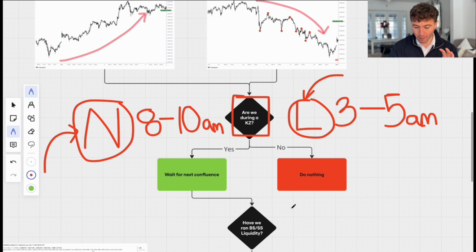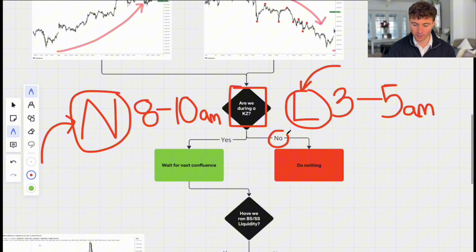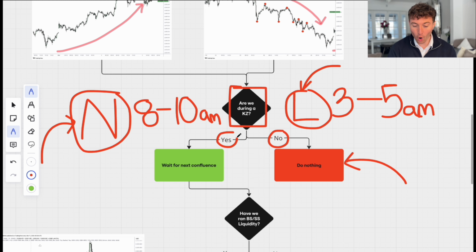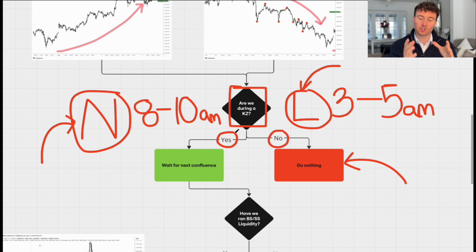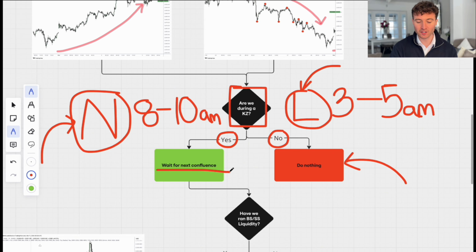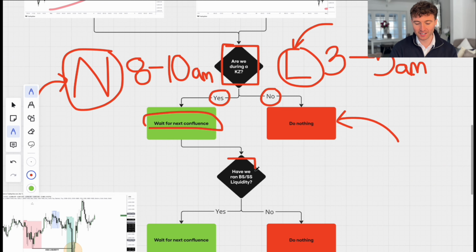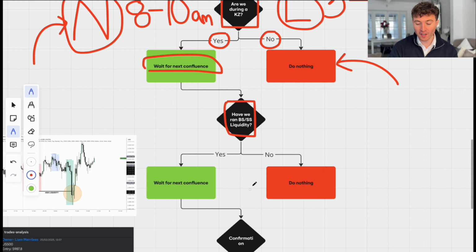Okay, so here's the logic behind the kill zones. If you're not during a kill zone, then what do we do? We do absolutely nothing. A lot of traders find it very difficult to literally just sit on their hands. For me, I'm pretty much not even looking at the markets outside of the kill zone. If the answer is yes, and we are during a kill zone, then again, we can start preparing ourselves to look for a potential trade. However, we still need to wait for the next confluence. The next step of the ICT power of 3 is, have we run buy side or sell side liquidity? If the answer is no, again, we do absolutely nothing.